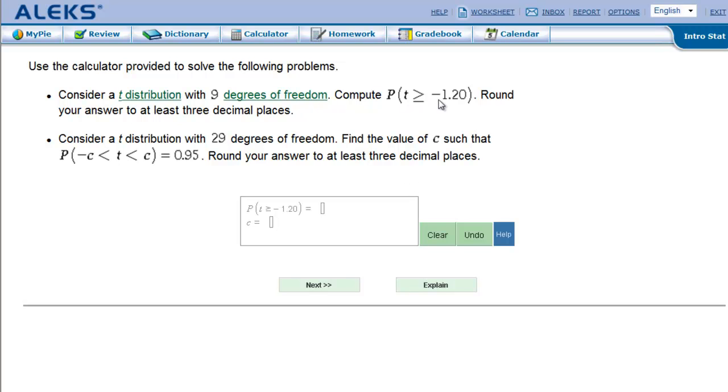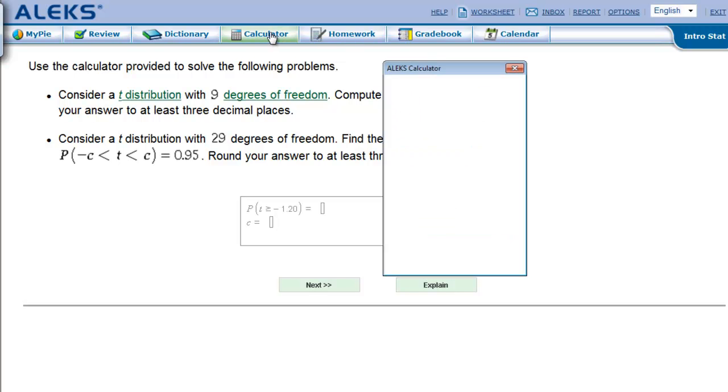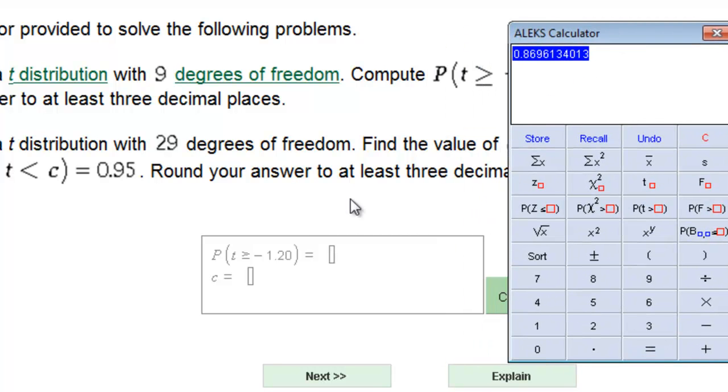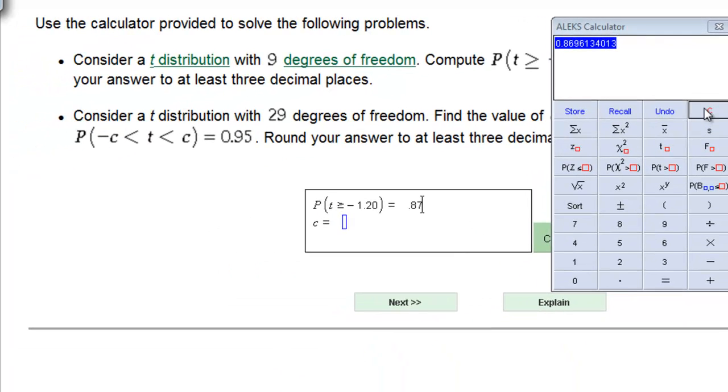So last time we did this problem. It was very simple because it's asking for the probability of a t that's greater than negative 1.20. Degrees of freedom were 9. And we got 0.8696, so it was 0.87. I have to retype all this in.